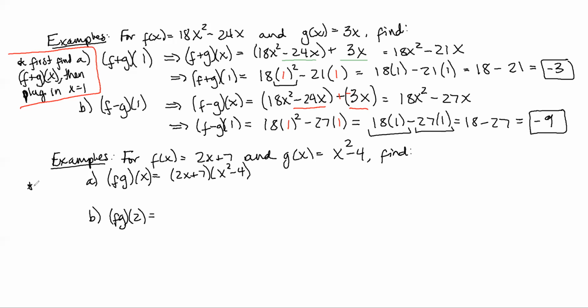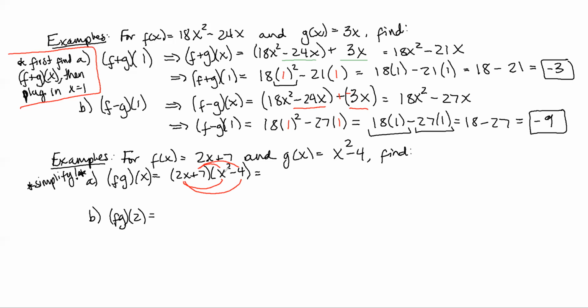And now you want to make sure that you simplify because the questions will ask you to simplify these. And so in order to do that, we're going to FOIL this out. So we'll do first, outside, inside, last. Or just remember, you're just distributing these terms. So the 2x has to be multiplied by the x squared and the negative 4. Same thing with the 7, it goes to the x squared and the negative 4.